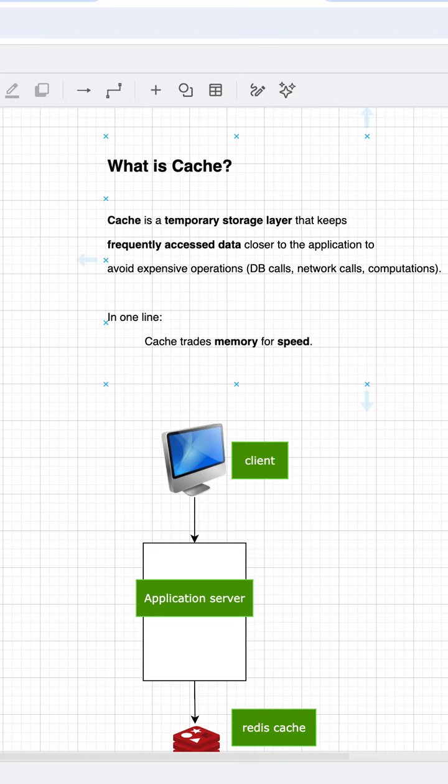Welcome to Knuckle Code. So today we are going to see what is cache, and we are going to use one of the major caches, which is Redis, a very popular one. So let's start with cache.